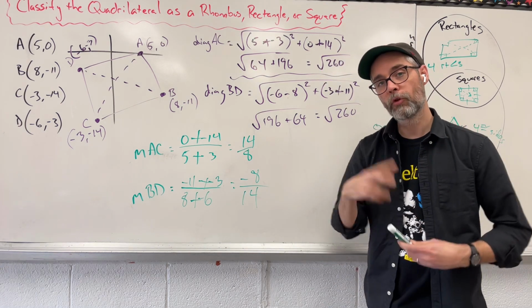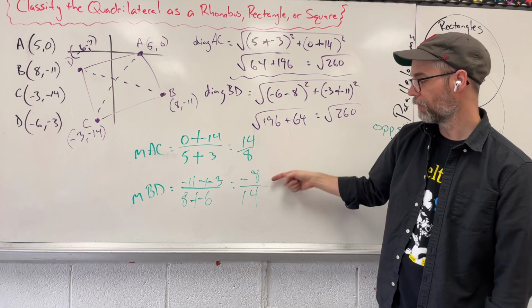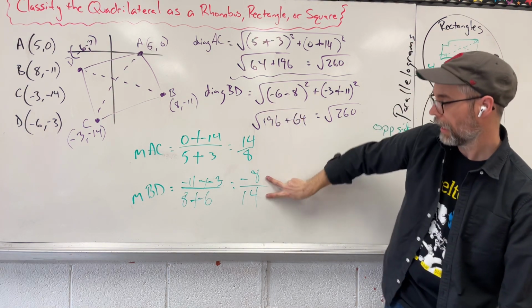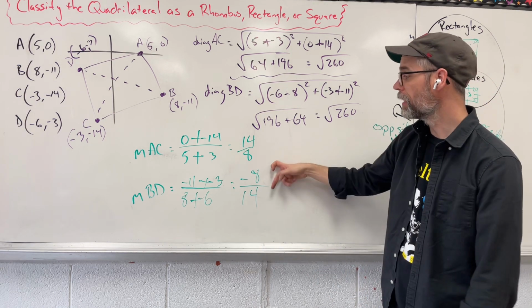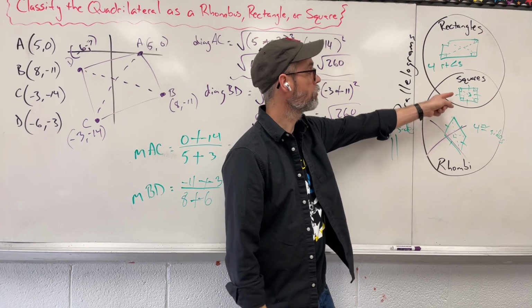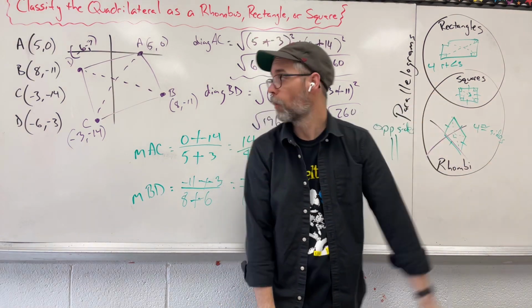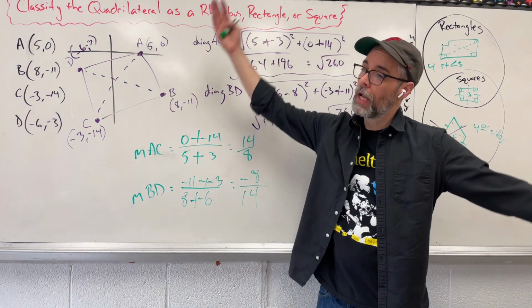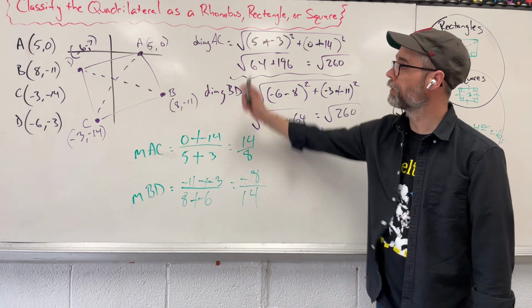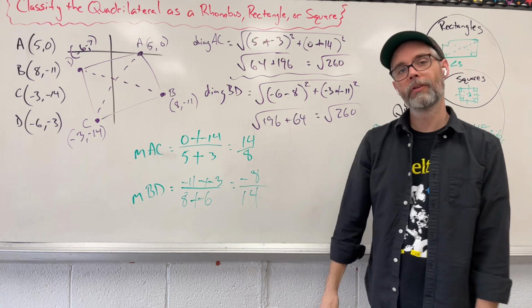Now, do we have two changes? Are they opposite? Positive, negative? Yes. Are they reciprocals? 14 over 8, 8 over 14? Yes. These two things are opposite reciprocals. That means we have perpendicular lines, which has to be, we have a square. So what do we got here? A square. And that's classifying a quadrilateral as a rhombus, rectangle, or square using distance formula and slope of the diagonals.